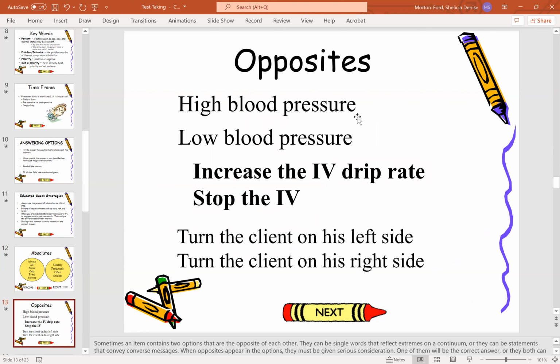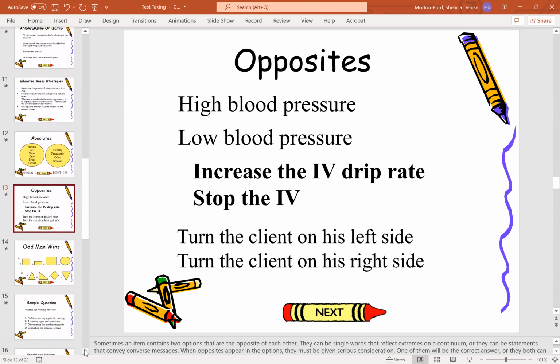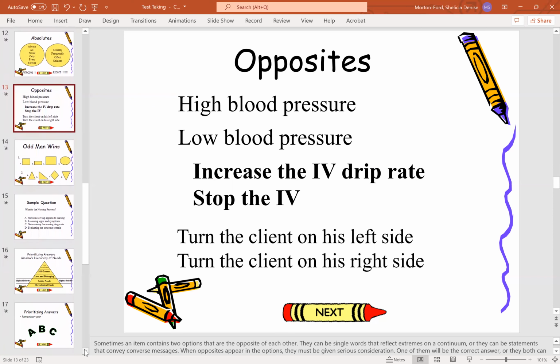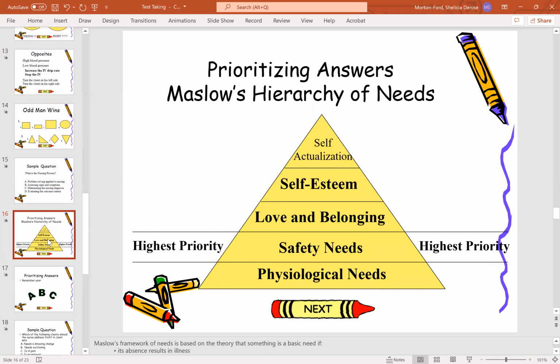So a question could be talking about a concept, but then the specific question that you need to answer could be talking about the opposite of what the scenario is talking about. For example, high blood pressure versus low blood pressure. So just keep those things in mind. Again, it just comes down to breaking down that question and that scenario and seeing what you need to answer.